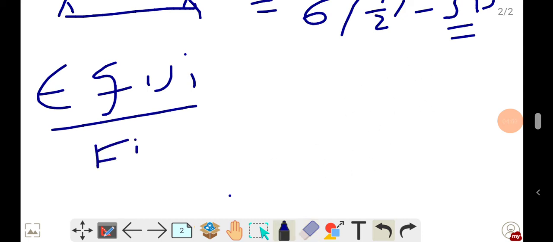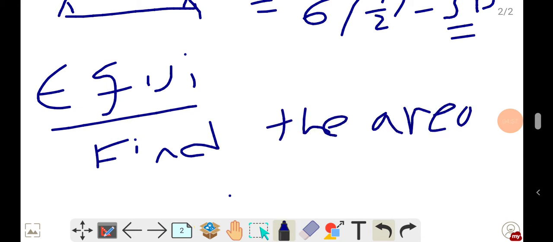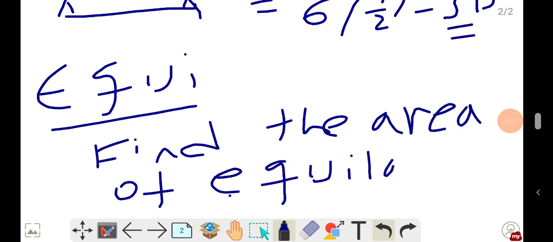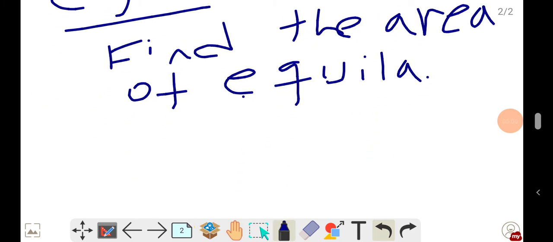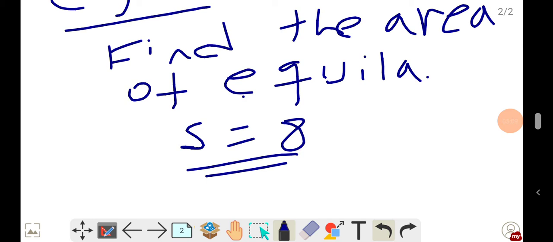Find the area of an equilateral triangle. Only one of the side lengths might be given. One of the side lengths might be 8, let's say. So how do we find the area of this equilateral triangle?